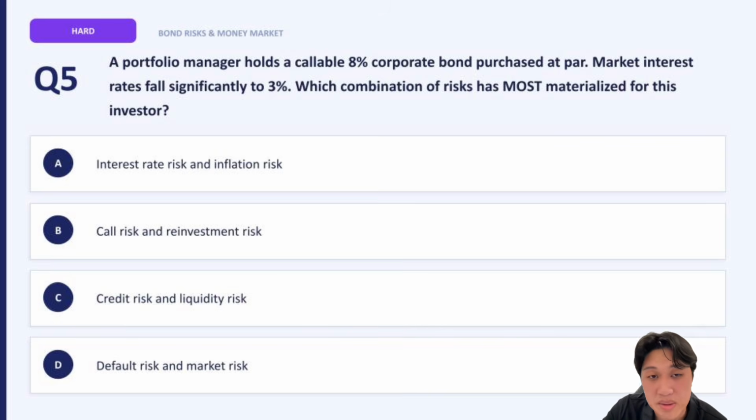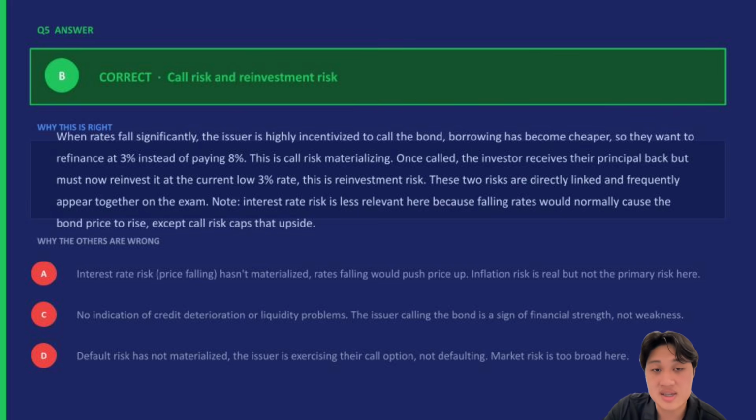The answer is going to be B, call and reinvestment risk. This is because with a change in the interest rate, one, the issuer of the bond can call the bond back, meaning that you have to reinvest it at a lower 3% rate. This is the reinvestment risk.